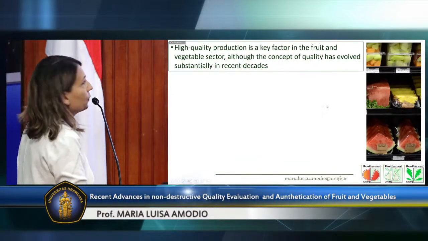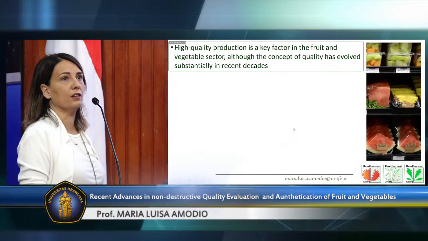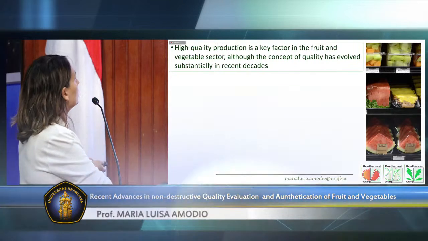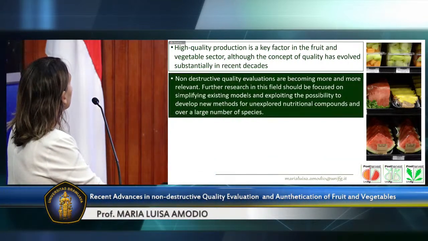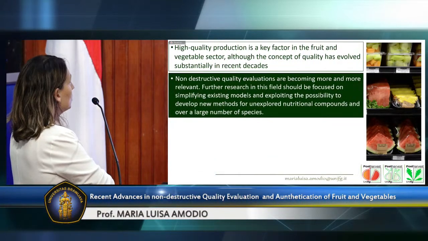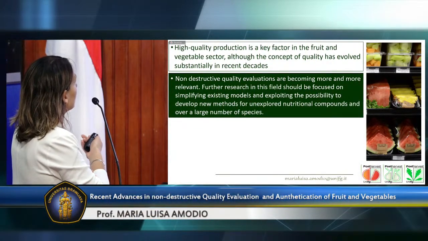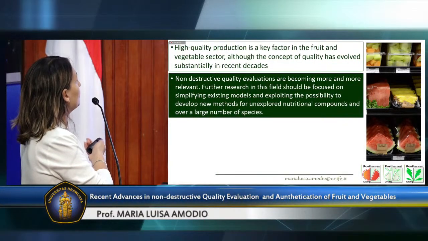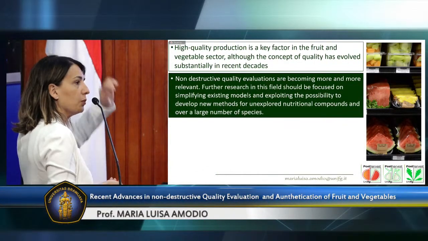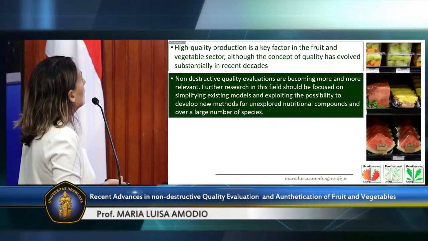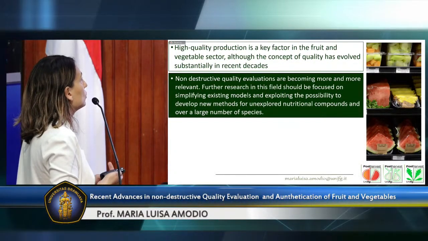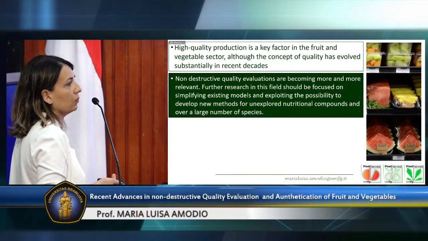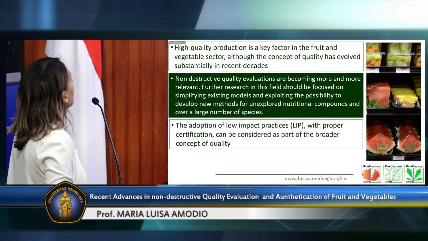So going to conclusion, we know that high quality is a key factor in the vegetable sector, but also that the concept of quality has evolved a lot in the recent decades. Non-destructive quality evaluations are becoming more and more relevant, but further research in this field should be focused on, for instance, simplifying existing methods, exploiting the possibility of predicting other phytonutrients, or applying this model to a larger number of species or minor crops, for instance.